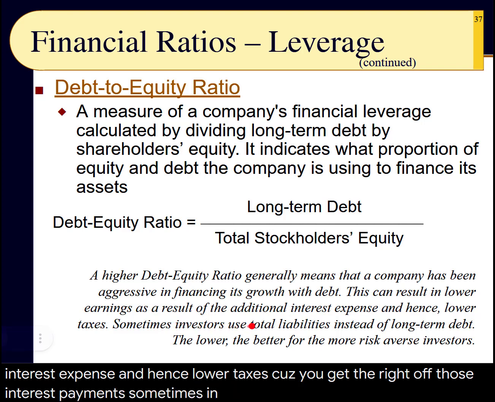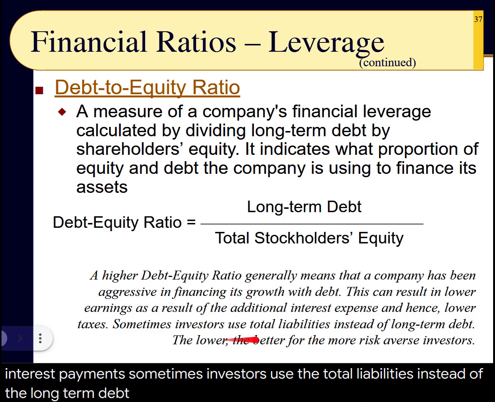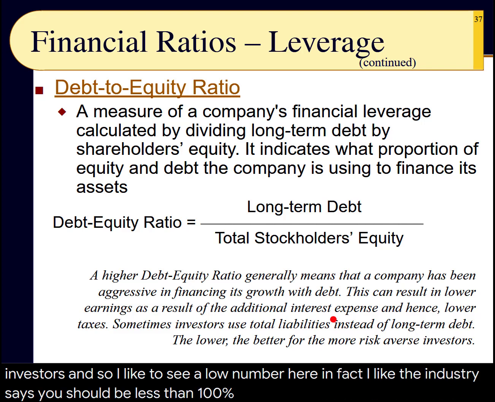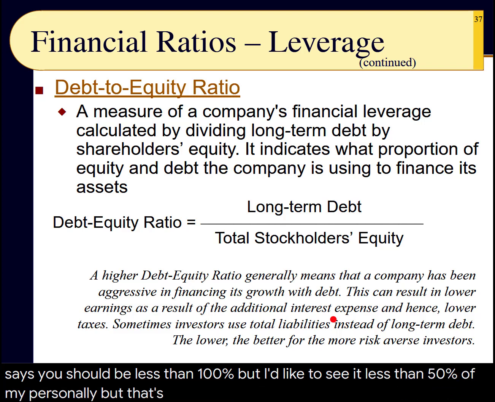Sometimes investors use the total liabilities instead of the long-term debt. The lower the better for we more risk-averse investors. And so I like to see a low number here. In fact, the industry says it should be less than 100%, but I'd like to see it less than 50%, personally. But that's me. I'm really worried about these things.